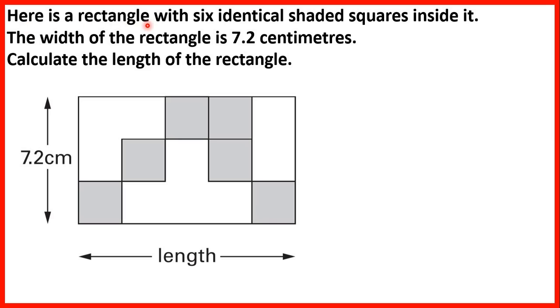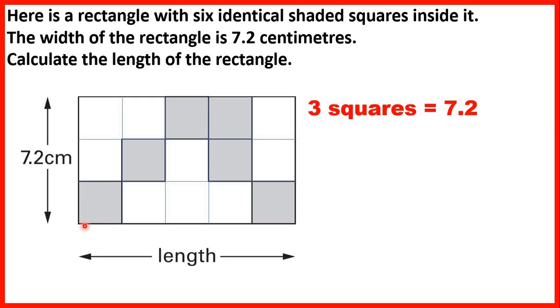Here is a rectangle with 6 identical shaded squares inside it. The width of the rectangle is 7.2 centimetres. Calculate the length of the rectangle. So we know that the width is 7.2, and we can see that the width has a total of 3 squares. So the length of 3 squares is 7.2 centimetres.